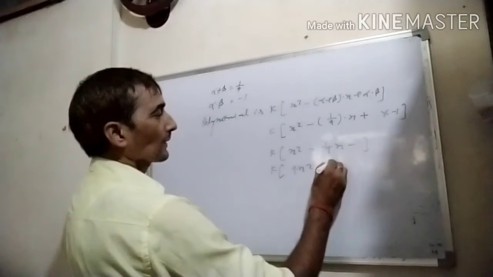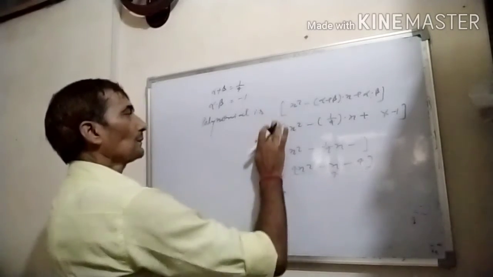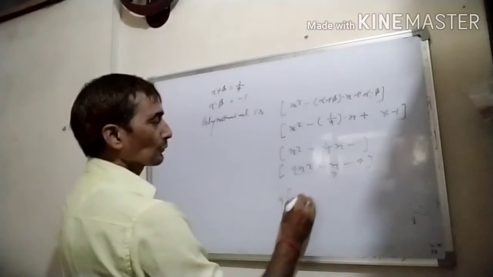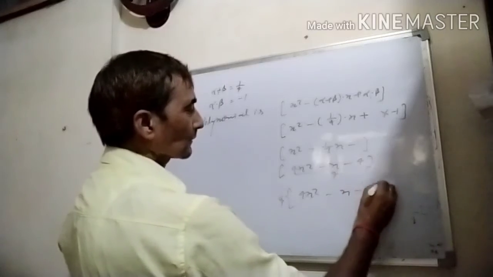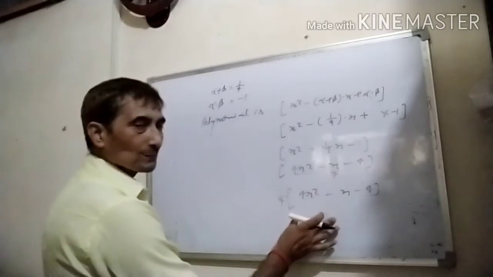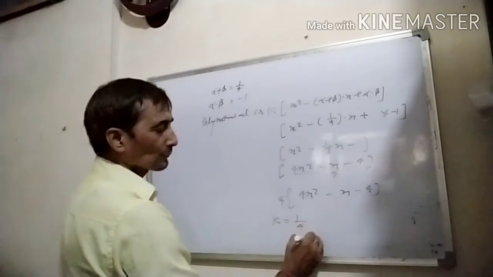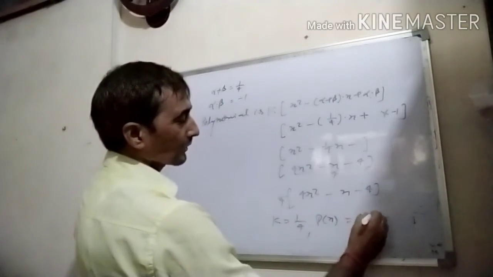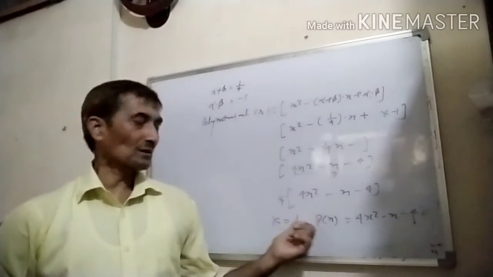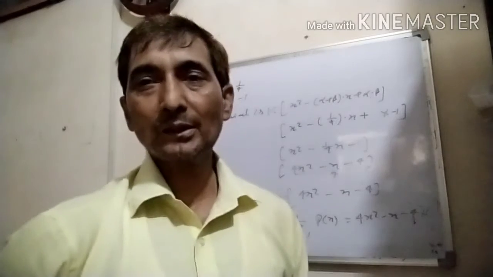After taking the LCM, we get (k/4)(4x² − x − 4). It is not necessary to write this here. When you compare this expression, you get k = 1/4 and p(x) = 4x² − x − 4. This is your polynomial, and the value of this is k. Similarly, you can do the other question.